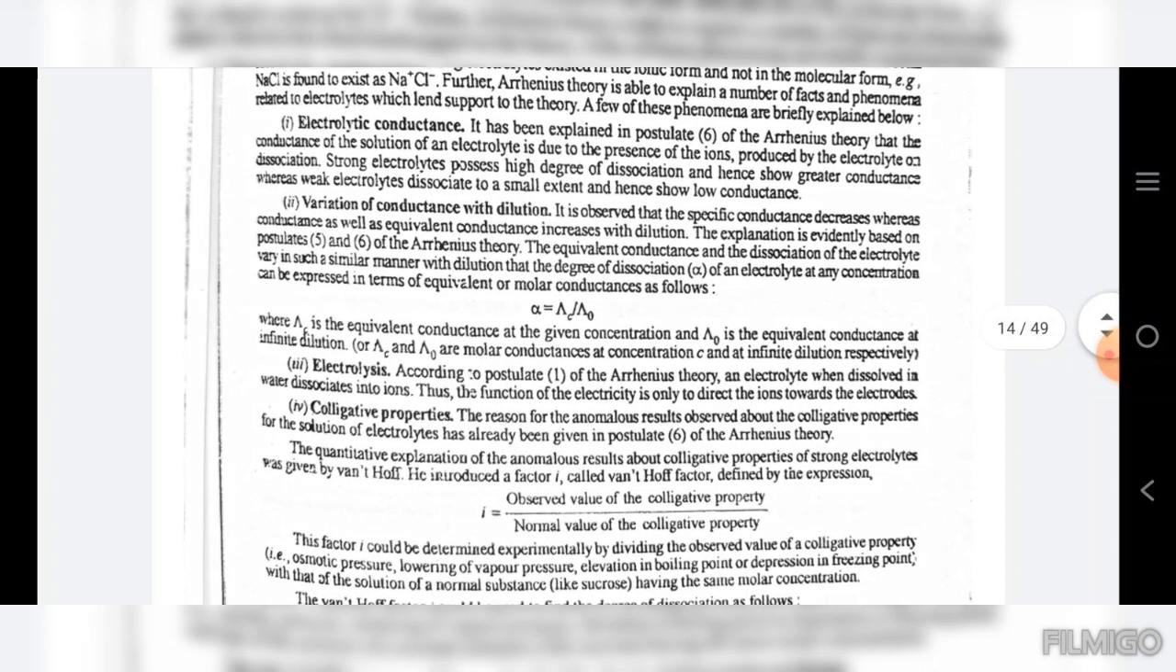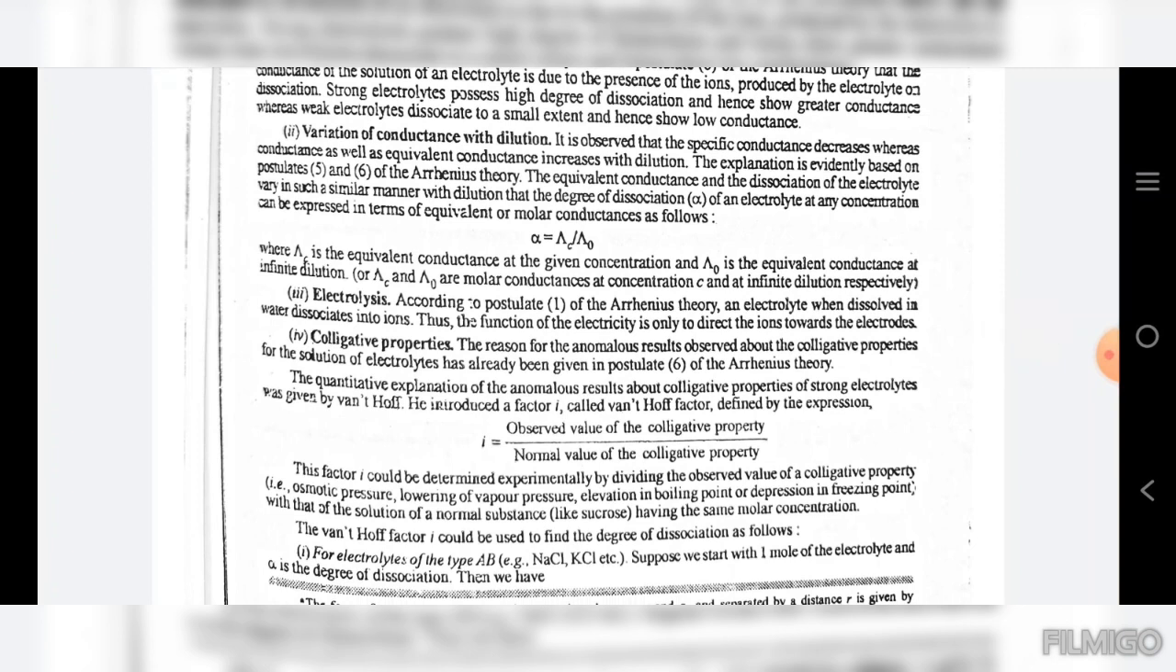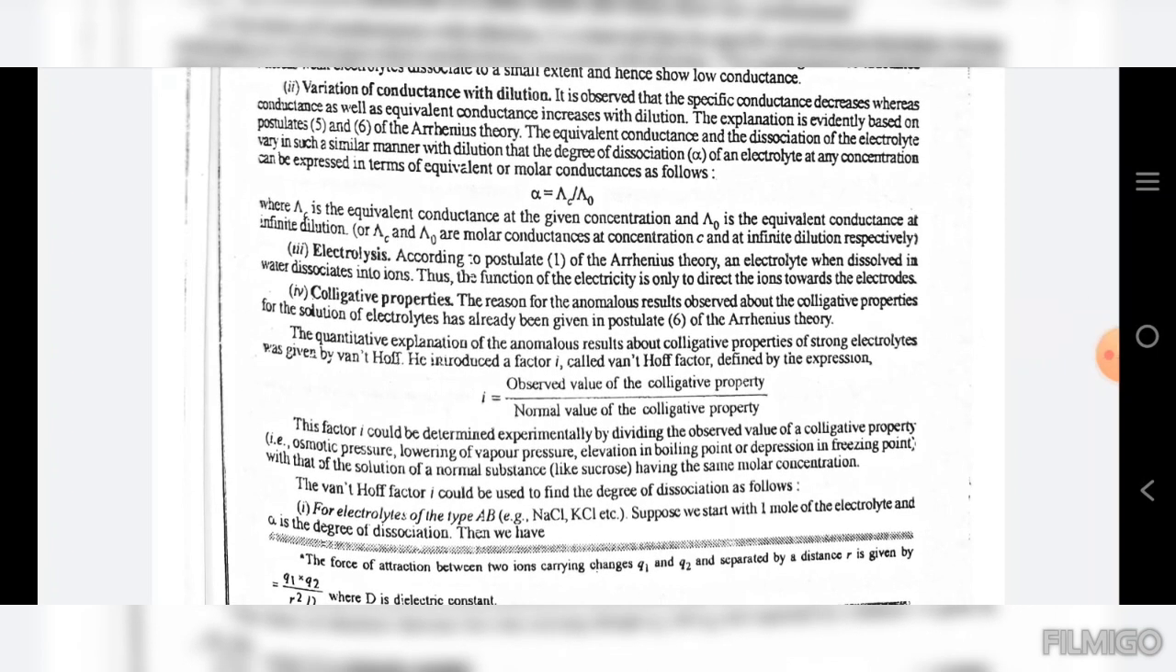Electrolytic conductance. It has been explained in postulate 6 of the Arrhenius theory that all the conductance of the solution of an electrolyte is due to the presence of the ions produced by the electrolyte dissociation. Strong electrolytes possess a high degree of dissociation and hence show greater conductance, whereas weak electrolytes dissociate to a small extent and hence show low conductance. Variation of conductance with dilution. It is observed that the specific conductance decreases whereas conductance as well as equivalent conductance increases with dilution.